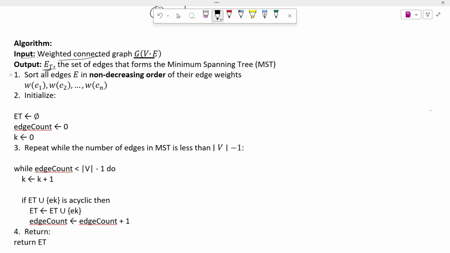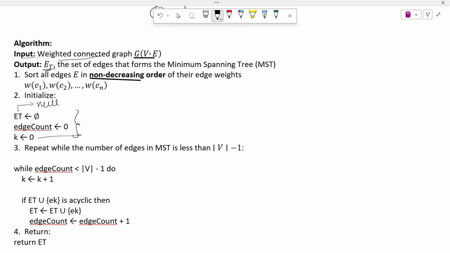The first step what we did was sorting in non-decreasing order, which refers to increasing order. And then we are initializing a few things. So these are the three things that are getting initialized. One is the set of all edges, which we took as ET, is initialized to a null set. So null set is usually written like this, that is the phi symbol, and the edge count, which is an integer, is 0, and k is another integer which is 0.